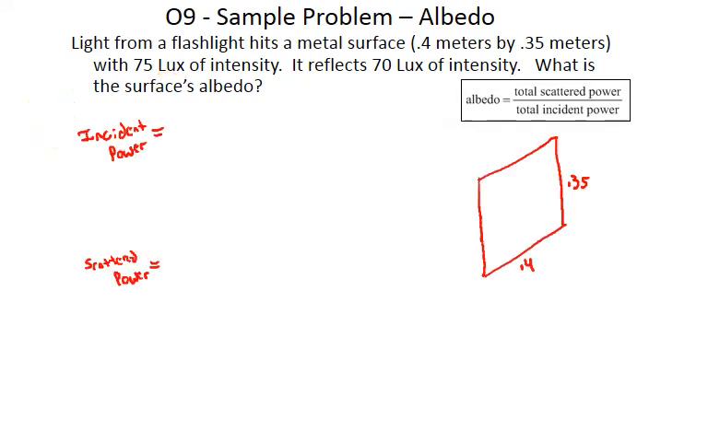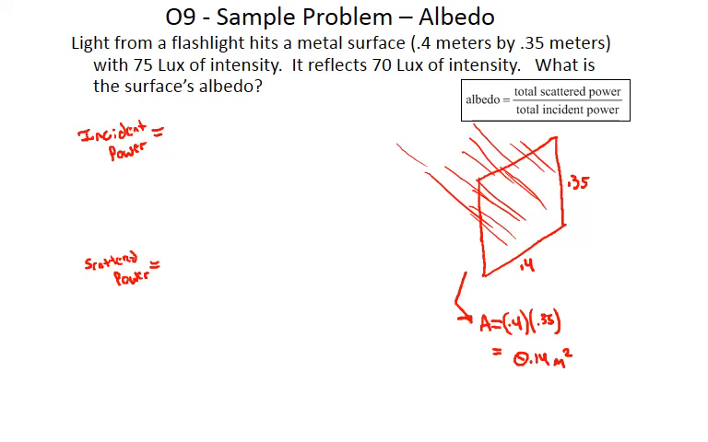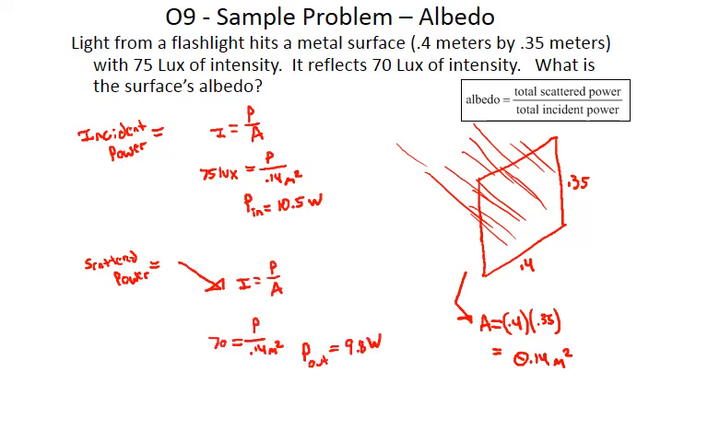Okay, so we should get for our area 0.14 meters squared. We can get the incident power. The incident power is 10.5 watts. For the scattered power, we get a power of 9.8 watts. And we'll set up the ratio there. We get an albedo of 0.93.